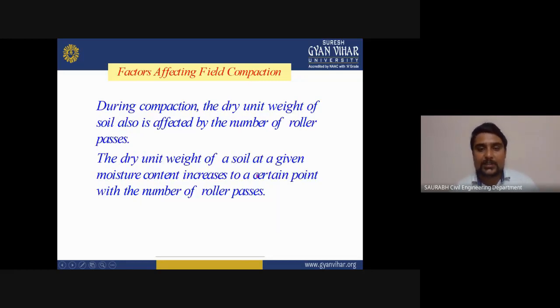During compaction, the dry unit weight of soil is also affected by the number of roller passes. The dry unit weight of soil at a given moisture content increases to a certain point with the number of roller passes.